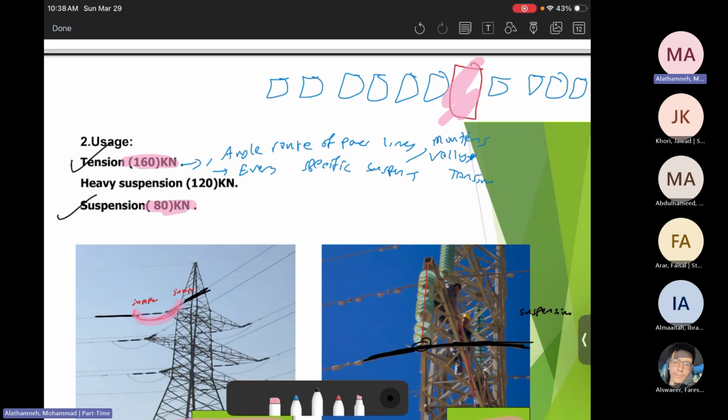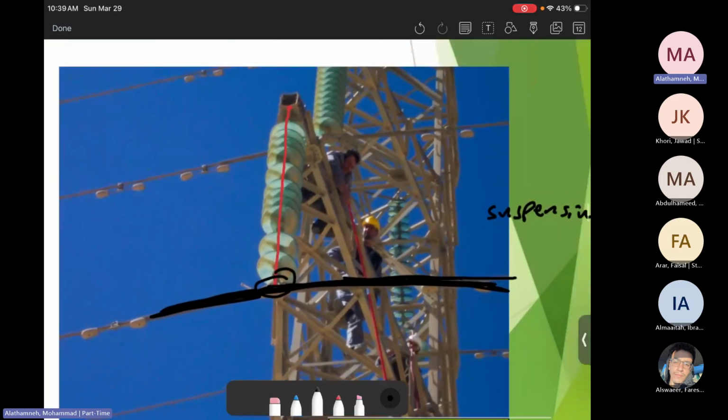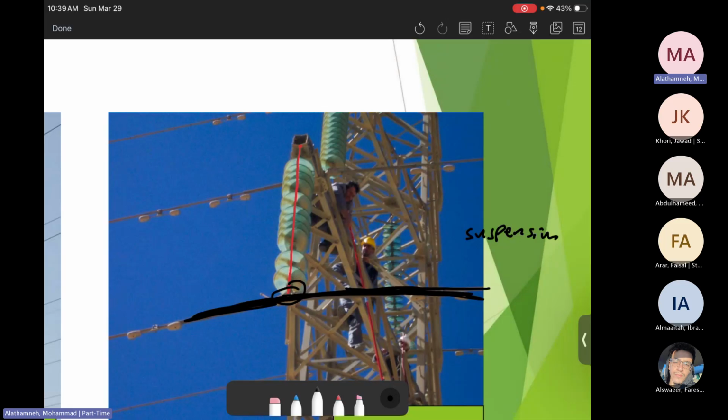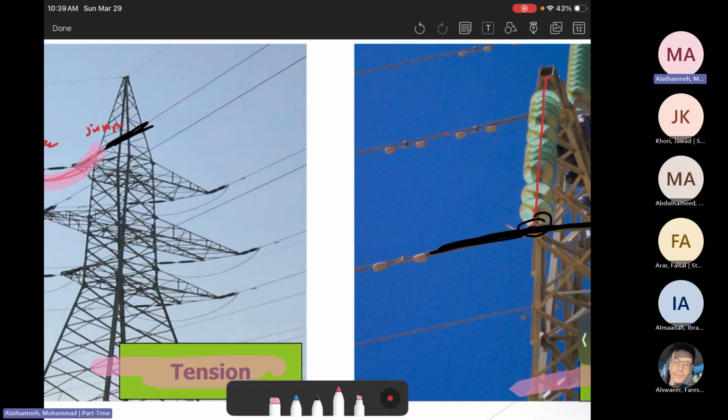Now, how about the heavy suspension? The heavy suspension is very similar to the suspension, which is basically carrying the line or the conductor, but you will see a V-shape. It's carrying it in a V-shape, and another one is carrying it in a V-shape here. So it looks like both hands carrying the same conductor. That's what is called heavy suspension.